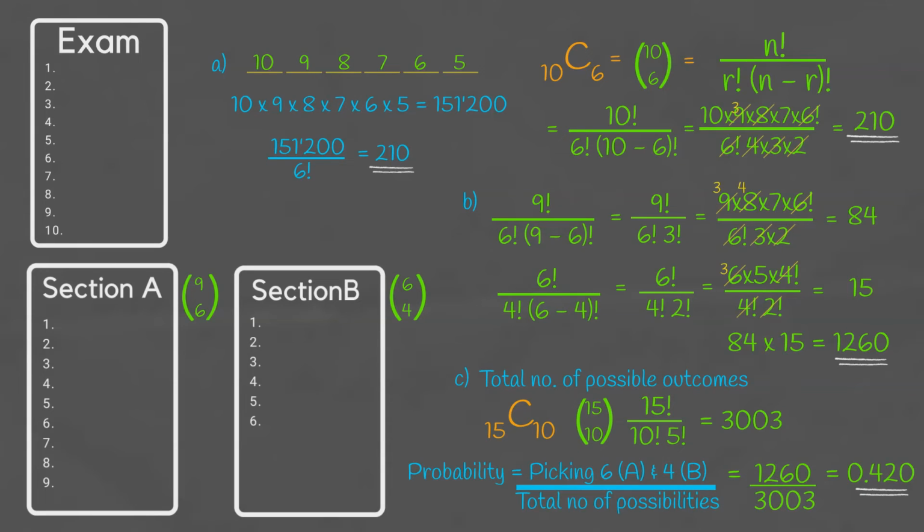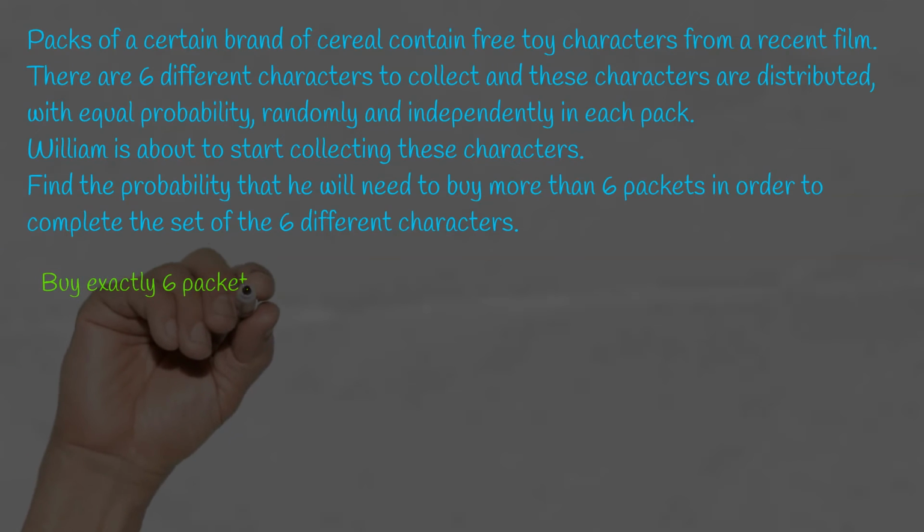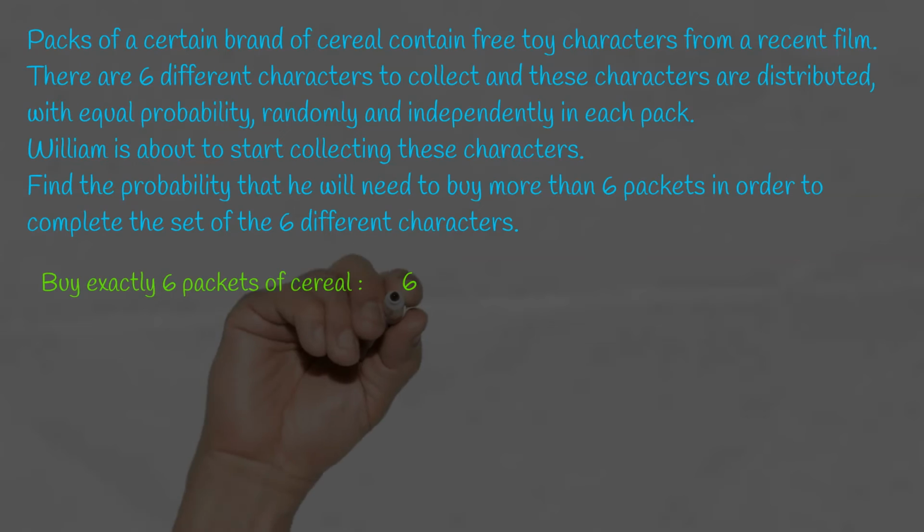Next, William is collecting 6 different characters from a certain brand of cereal, and you want to find out the probability that he needs to buy more than 6 packets in order to complete this set. So the easiest way to work this out is to work out the probability that you collect all 6 if you buy exactly 6 packets of cereal and then subtract that from 1.